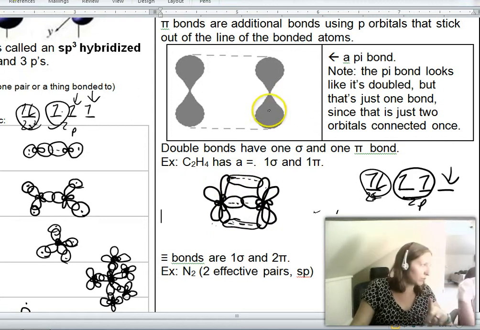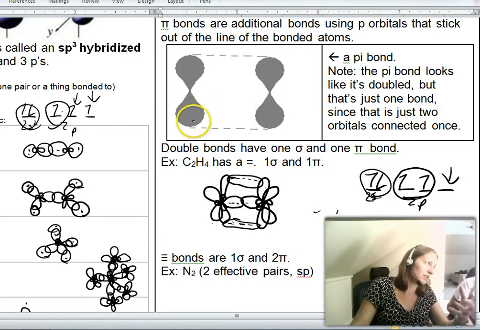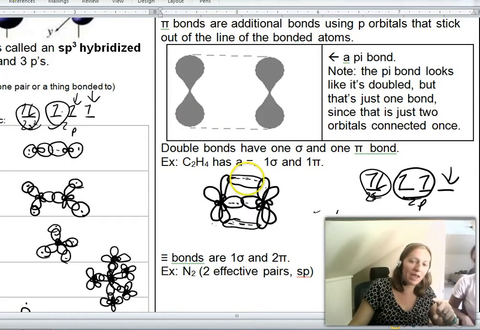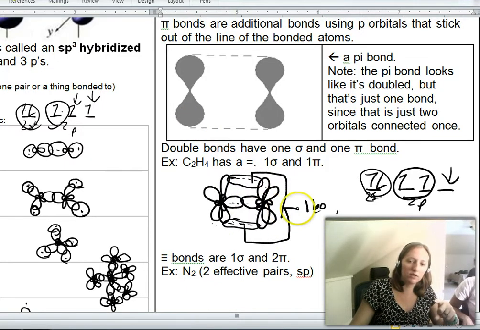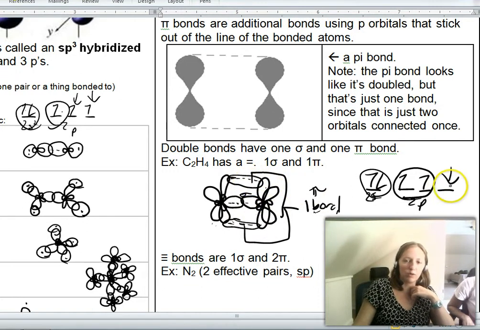The pi bond looks like it's doubled. You're like, that's two connections. It's not, because these lobes are just overlapped and hourglass shaped, and because they're hourglass shaped, it looks like it's two, but that's one bond. That right there is one bond, with two apparent pieces. The first bond, the sigma bond, is that one. And the second bond, the pi bond, is this one between the p orbitals that were left over and didn't get hybridized.